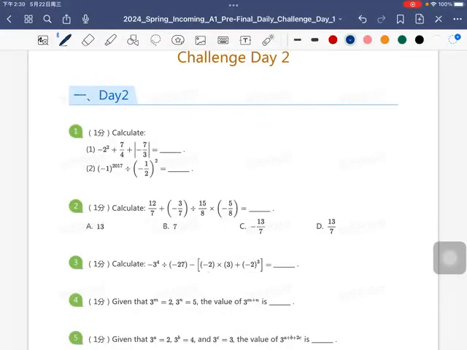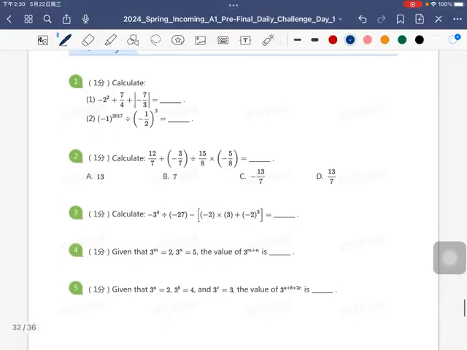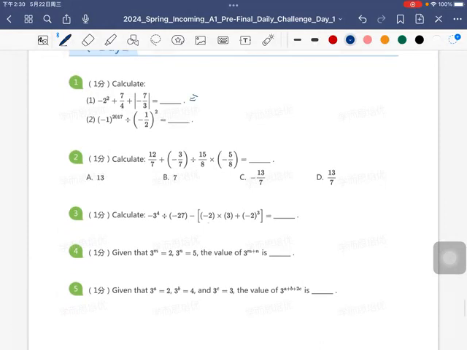Alright guys, let's take a look at day 2. We got a bunch of calculations right here. The first one: negative 2 to the power of 2. Noticing negative 2 is not inside the parentheses, so it's equal to negative 4. Plus 7 over 4 plus the absolute value of negative 7 over 3, which turns it into a positive or non-negative number here. So 7 over 3. And then, to combine them together, you get 12 over 1 over 12.